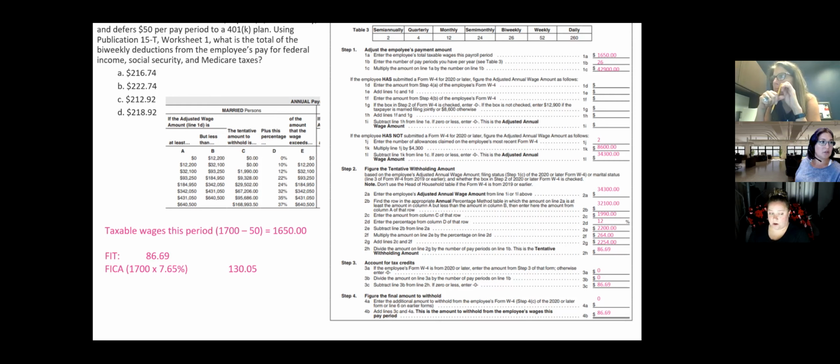So you get $130.05. Add those two together and we should get $216.74. Again, these are not hard, they're just time consuming.